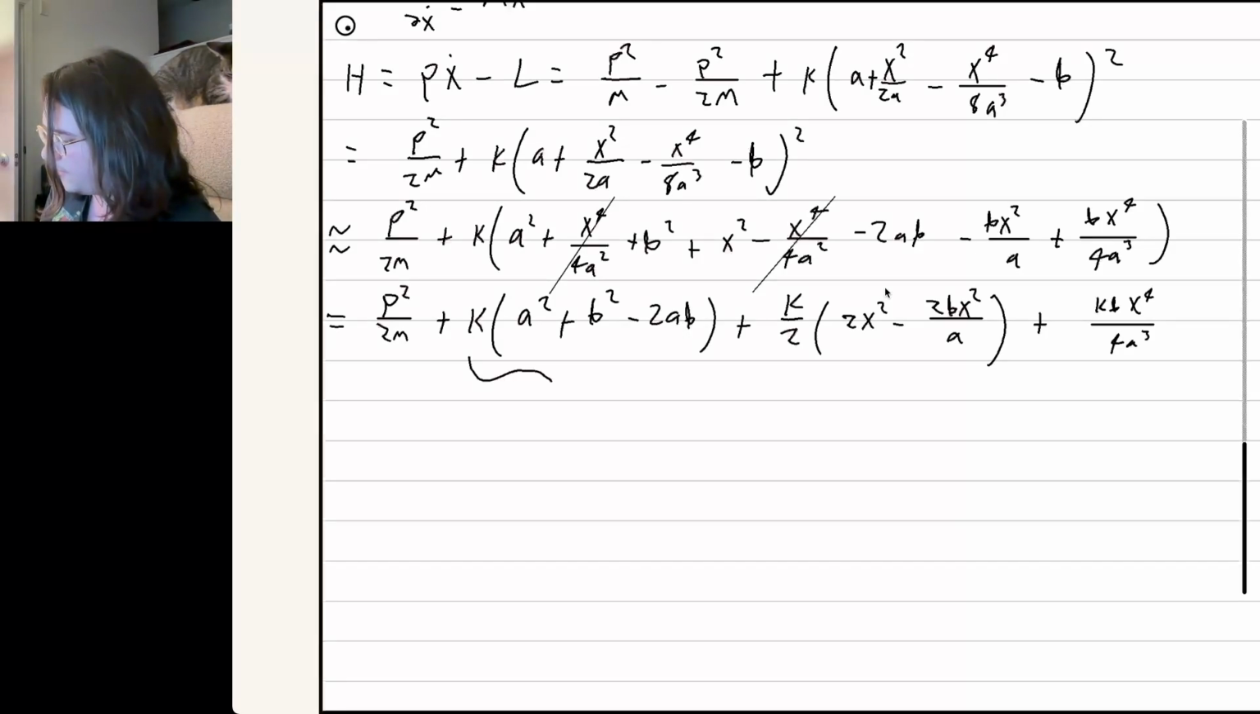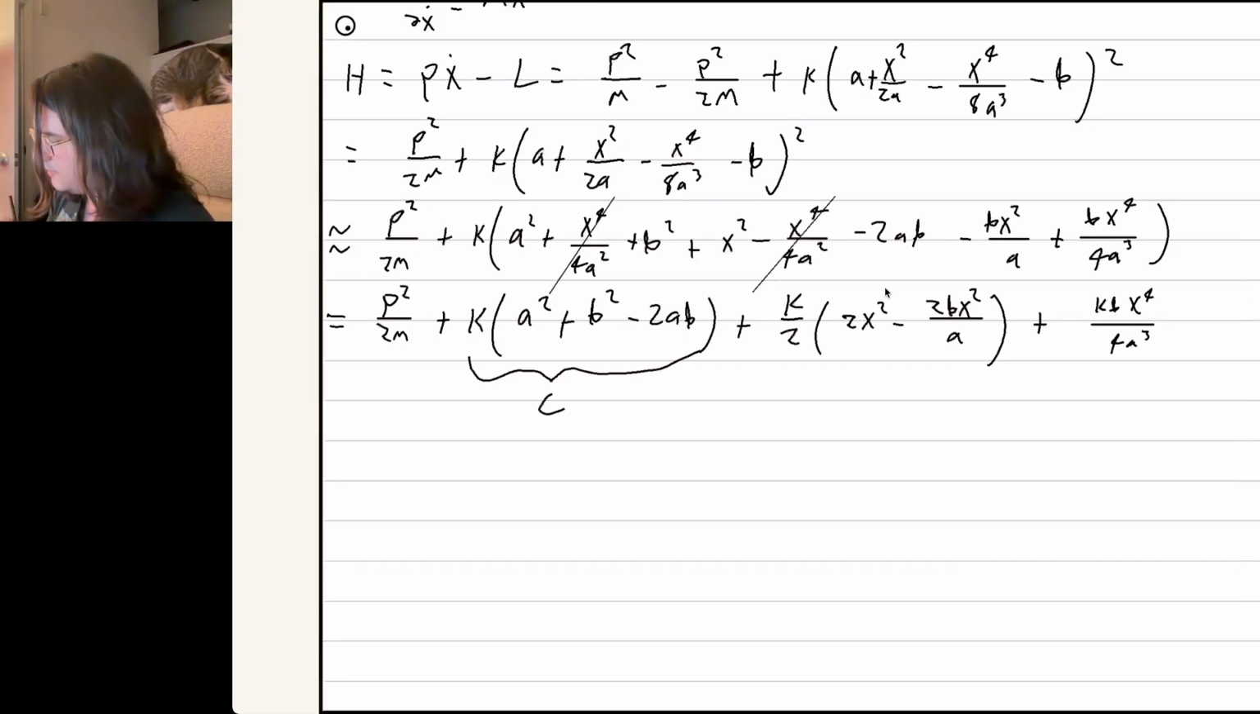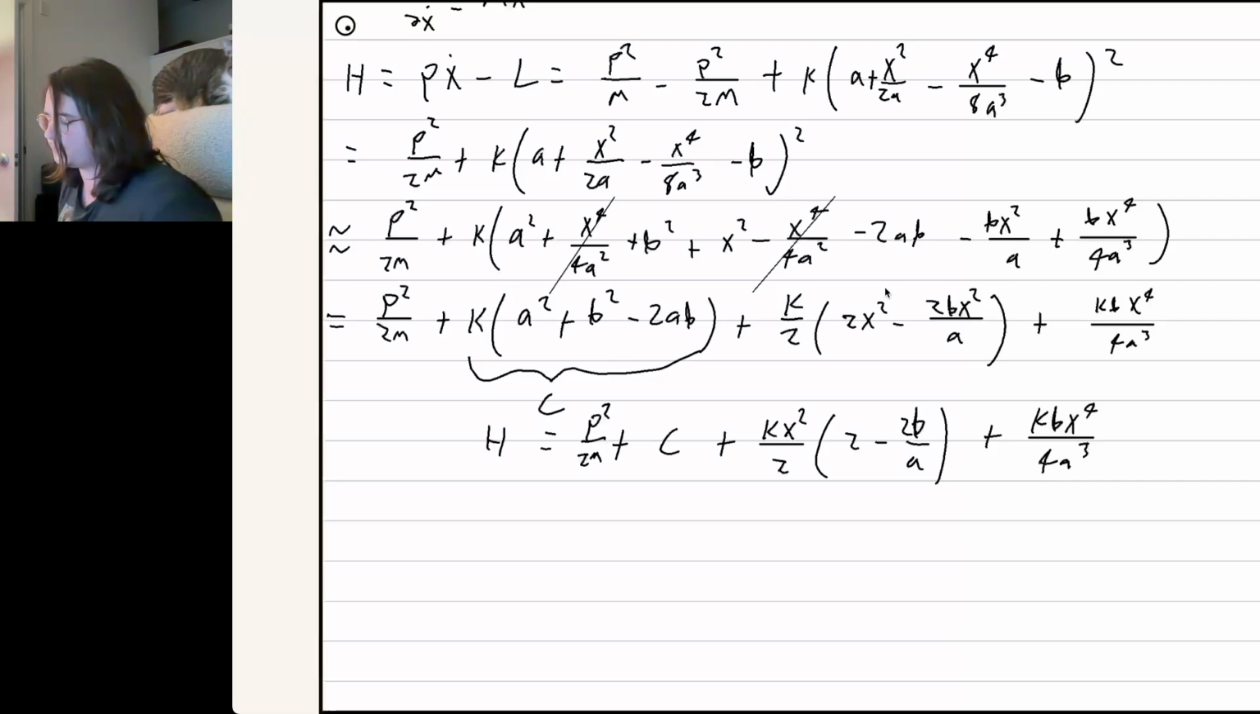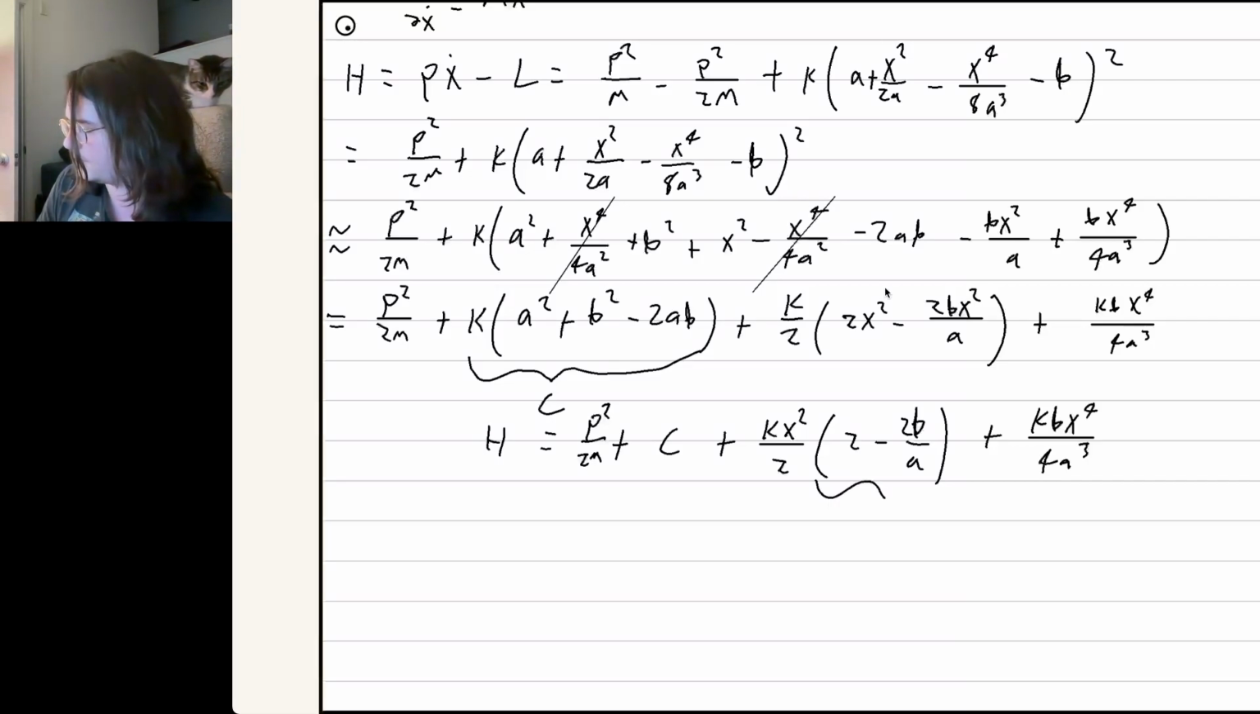Now, I'm going to call this a constant c. And I'm going to factor out the kx squared term there. So it's going to be kx squared over 2 times 2 minus 2b over a. That's another constant, plus kbx fourth over 4a cubed. c plus p squared over 2m is H. Now I'm going to call this constant gamma.